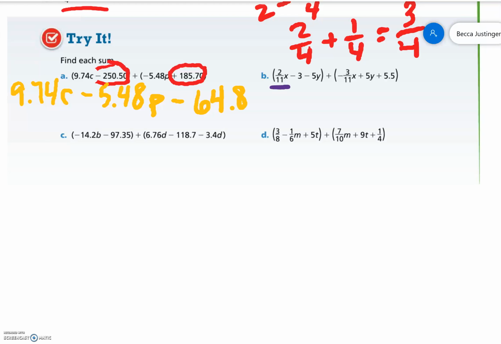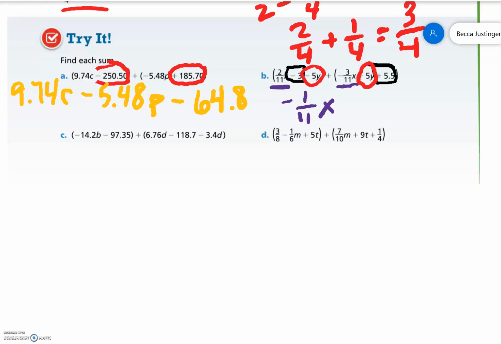I've got a 2/11x and a -3/11x. I've got a -3 and a +5.5. And then I have a -5y and a +5y. So 2/11x minus 3/11x, that's going to give me -1/11x.